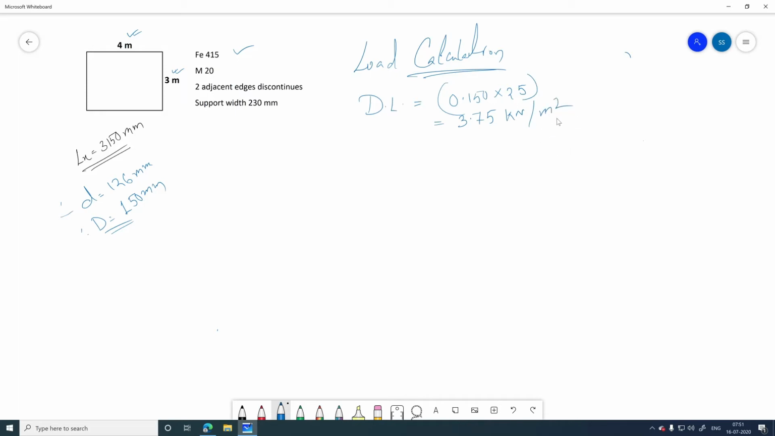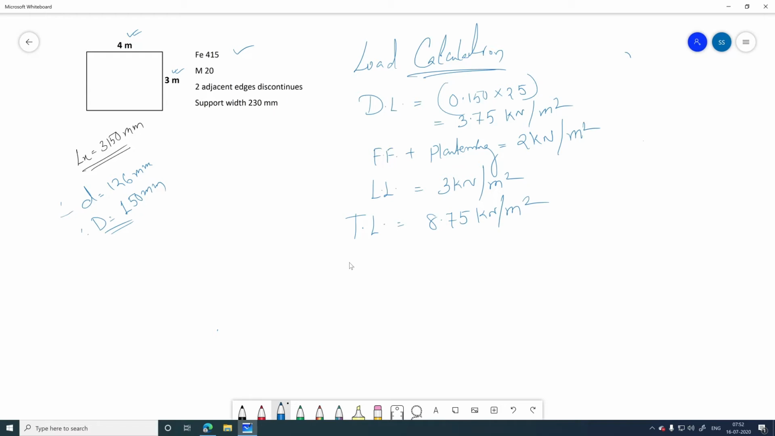Now if you add the plastering and floor finish, you can consider it to be 2 kilonewton per meter square. The live load in this problem is not given, so consider it as 3 kilonewton per meter square. You can also consider the IS 875 code, depending on the type of the structure. Now the total load we got will be 3.75 plus 2 plus 3, that means it is 8.75 kilonewton per meter square.